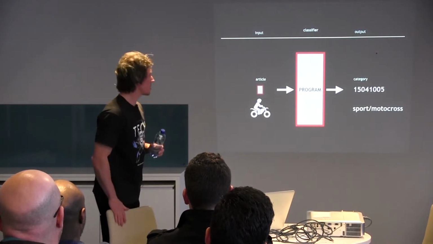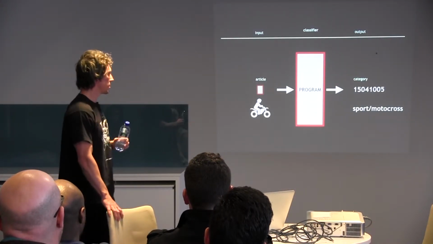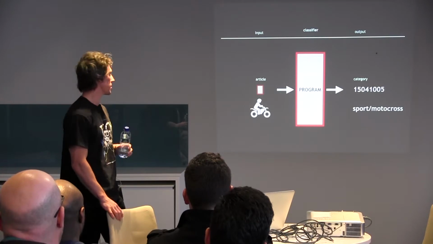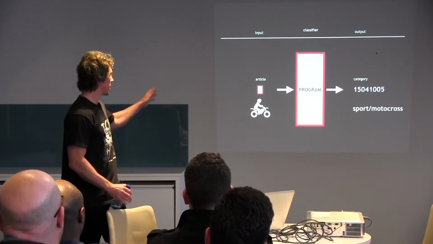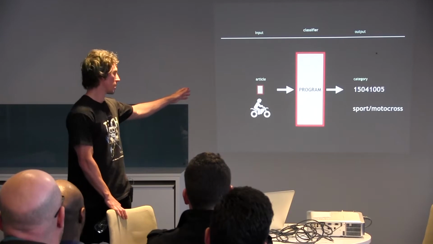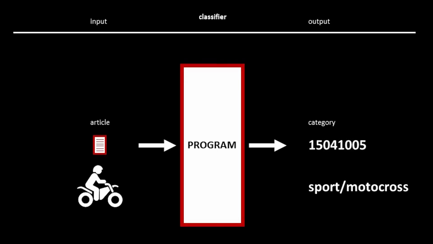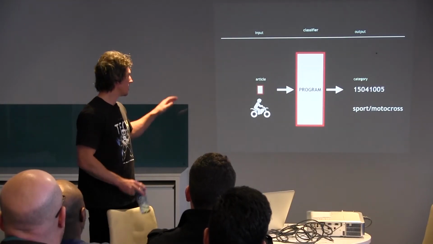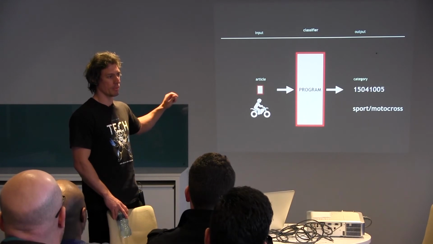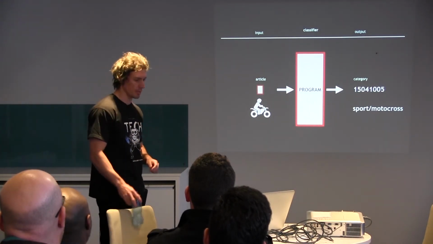So let's say we want to use machine learning to solve a classification problem for us. Let's say we want a program to take in an article, and we want the program to tell us what the category for that article is. So in this case, let's say we've got a sport article, and we are expecting this program to determine that it's a specific category. In that case, it spits out a code which relates to sport, motocross. So the question is, how do we let that program train itself, or how do we make it learn in order to achieve this?